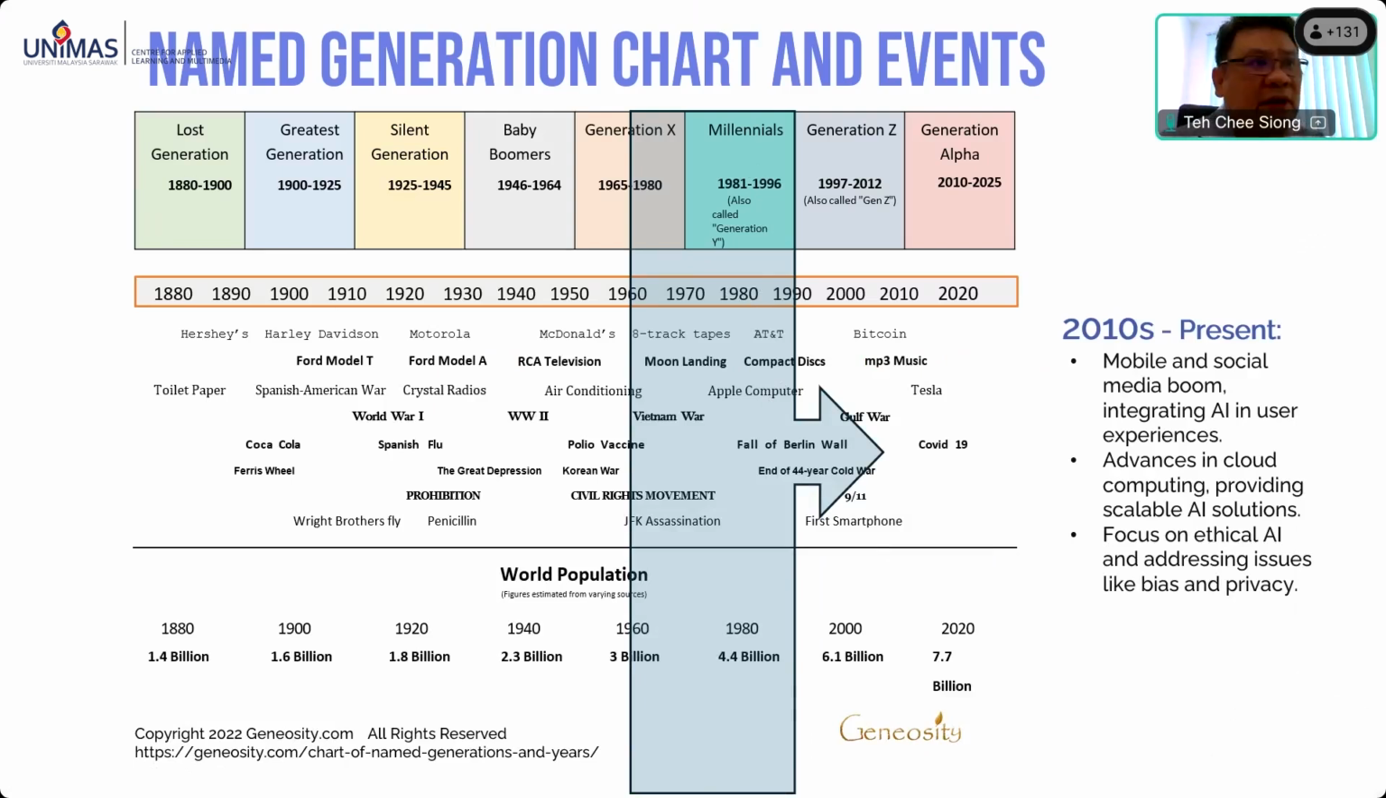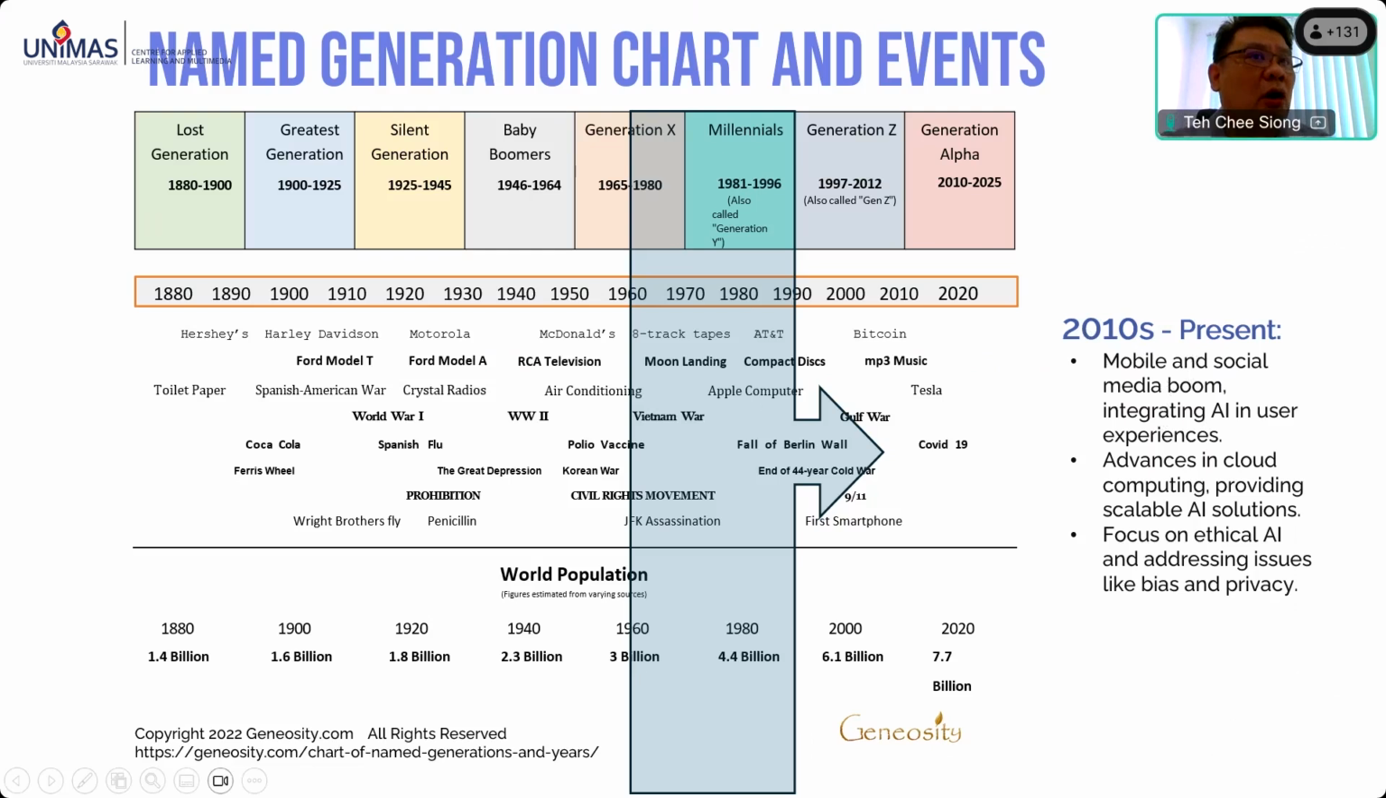We have the computer with networks, so we are very happy with this. And then this is what happened 30 years ago. But this is what is after 30 years. So you can see the present from 2010: we have mobile, we have social media, boom. We have AI integrated with AI experiences now.